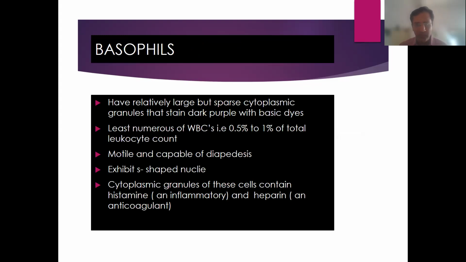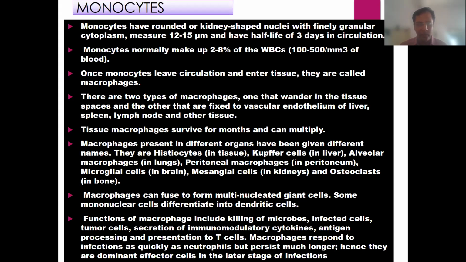Now, basophils have relatively large but sparse cytoplasmic granules that stain dark purple with basic dye. They make up about 0.1% of leukocyte counts, and are motile and capable of diapedesis. They exhibit S-shaped nuclei. The granules contain histamine and heparin, an anticoagulant.